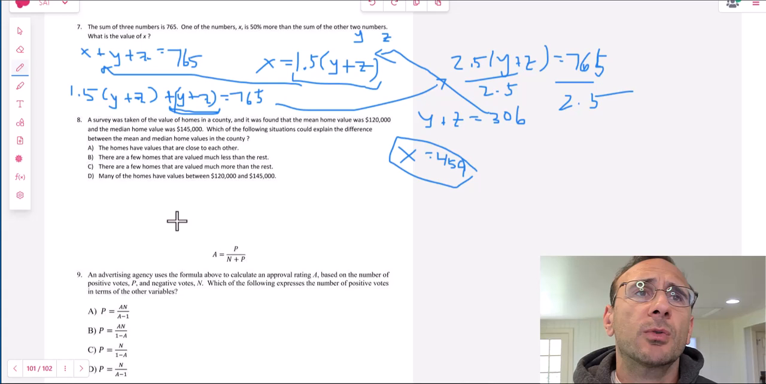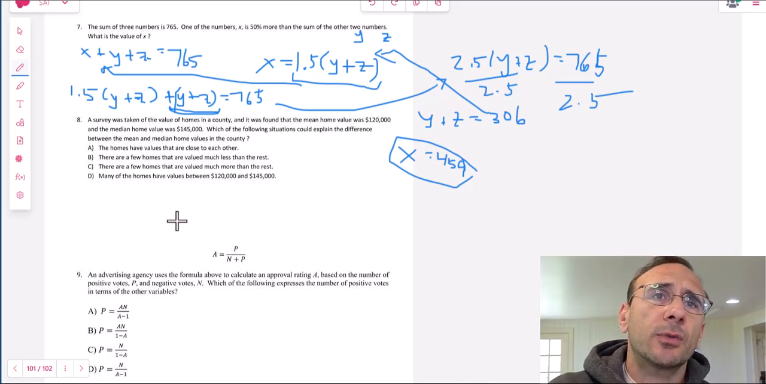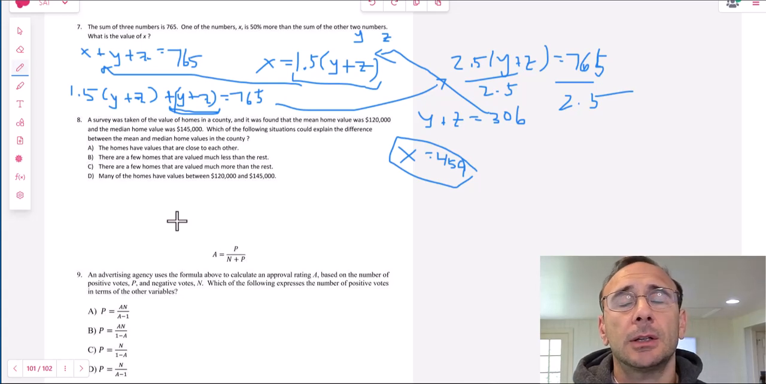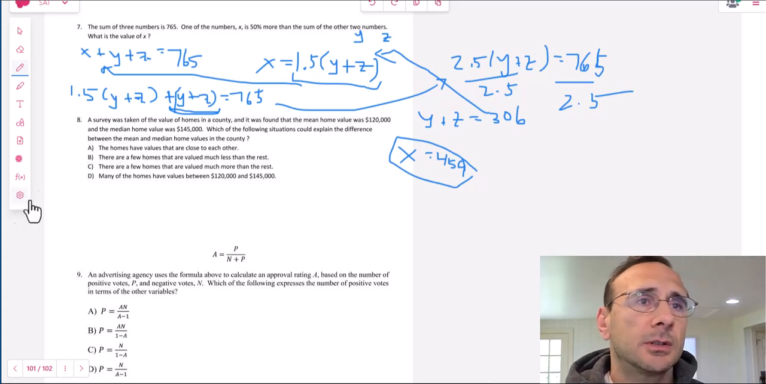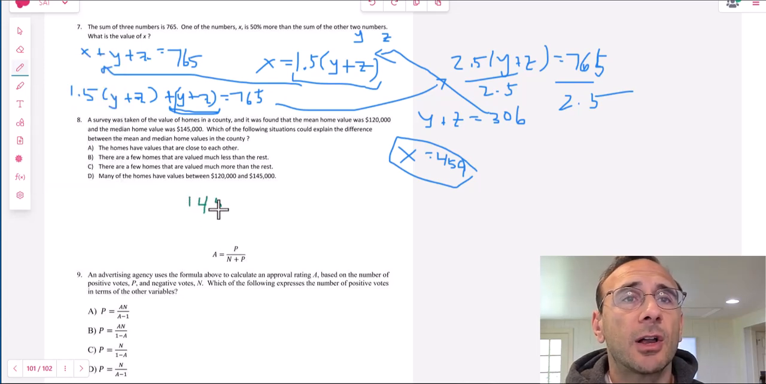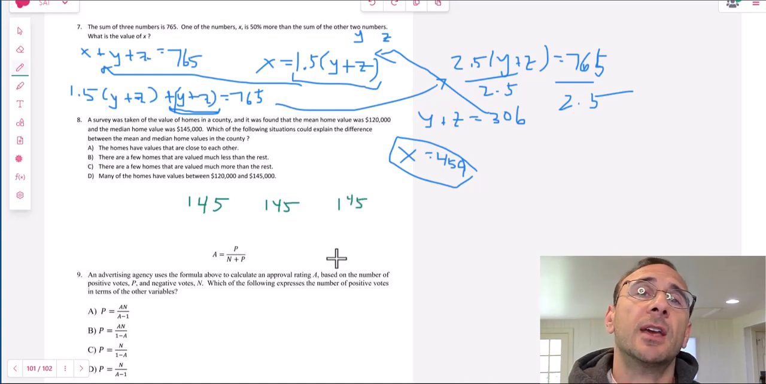The mean is 120,000. The median is 145,000. What situation explains that difference? So you can always just try out examples. Let's say there are 3 houses and they're all 145,000. Well, now the mean and the median are the same. They're both 145.